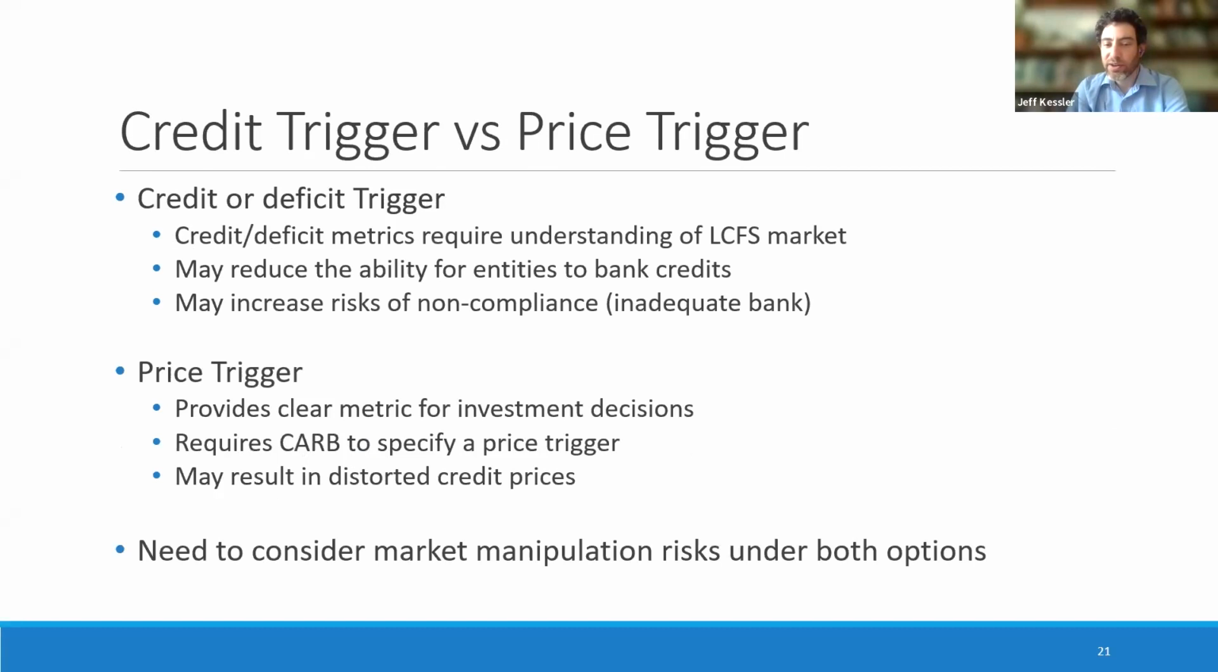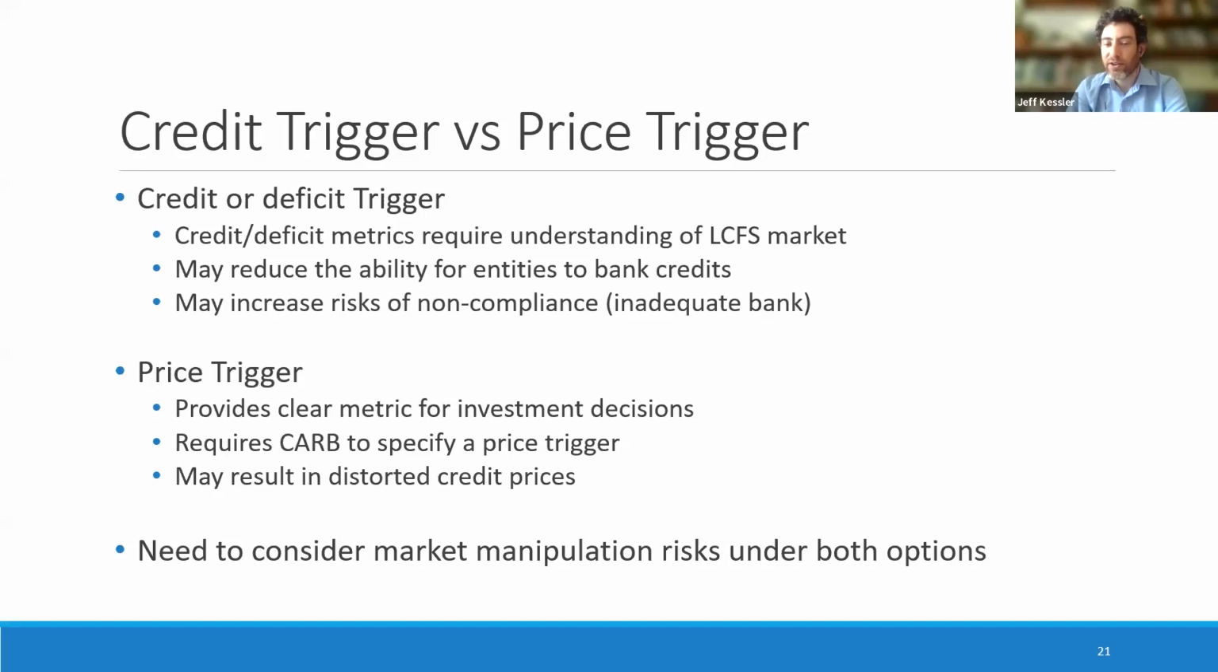Both potential triggers can be used to implement the goals of the auto adjustment mechanism, but they have their own considerations. A price trigger would require CARB to define a specific credit price, which can be challenging to predict, and if written into the regulation, would require a future regulatory process to adjust. Additionally, if a price-based trigger is selected, this could distort the market if there is insufficient credit liquidity.